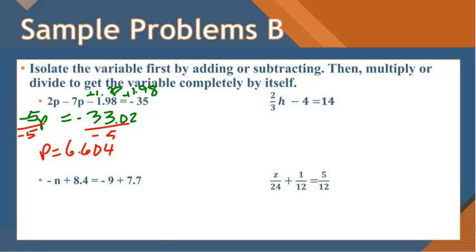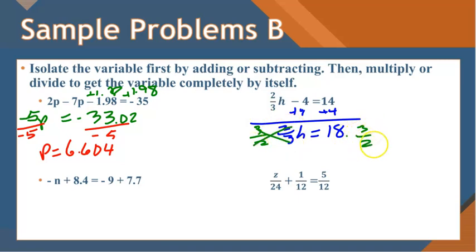Next, I have 2/3 h minus 4 equals 14. I add 4 to both sides because I want to get the h by itself. I am left with 2/3 h equals 18. Multiply this side by the reciprocal, which is 3/2. Multiply this side by 3/2 as well. Divide by 2 here, divide by 2 here. I'm left with 9 times 3, and h is going to equal 27.